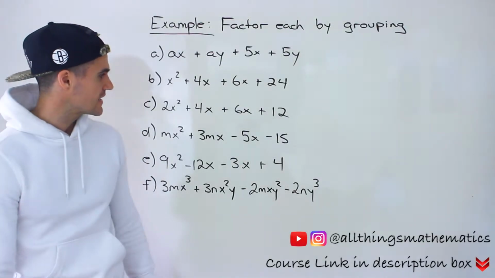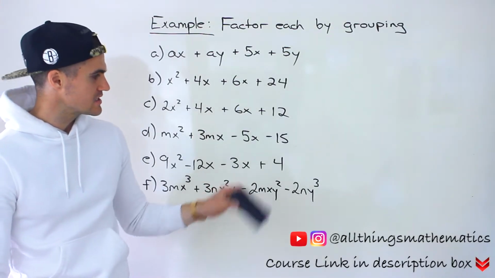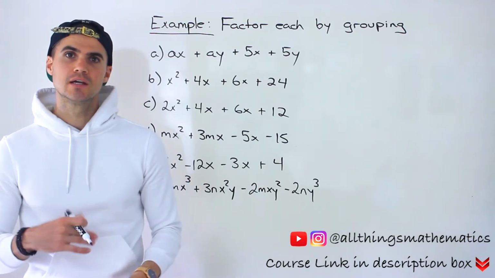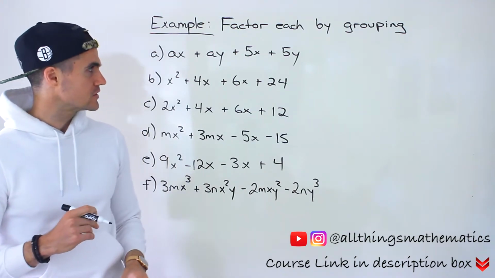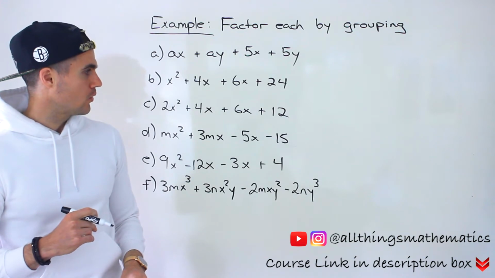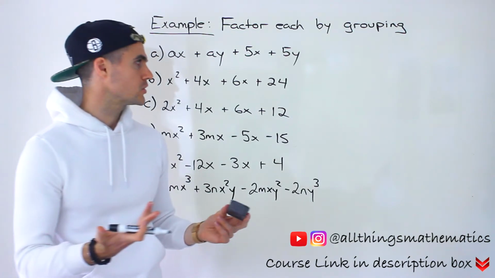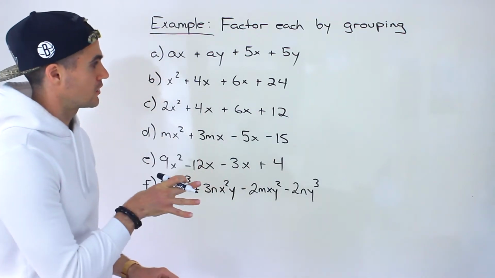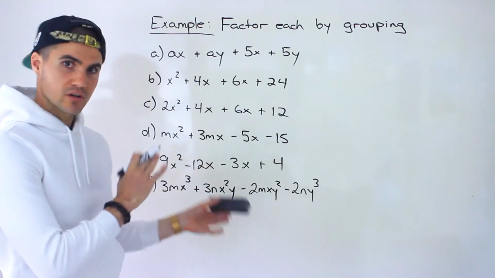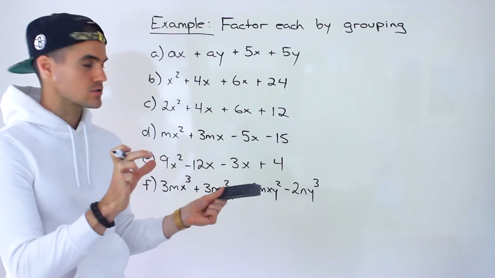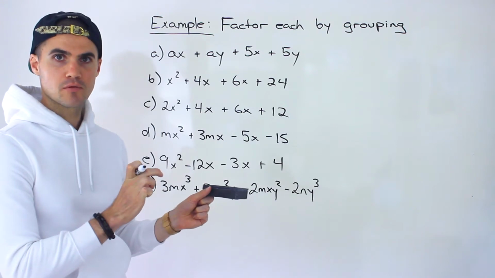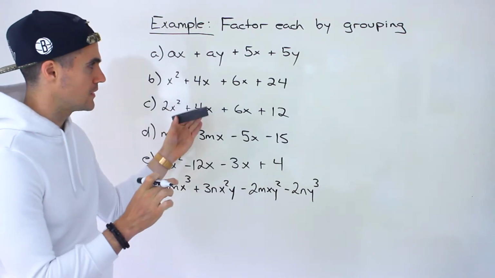Moving on to the next question. We have to take each of these and factor them by grouping. So this is a new factoring technique that we're going to go over, and it's a fairly popular one. It's actually very similar to the previous one that we just did, where we had to factor out binomial common factors. It's just there's going to be a preliminary step now.